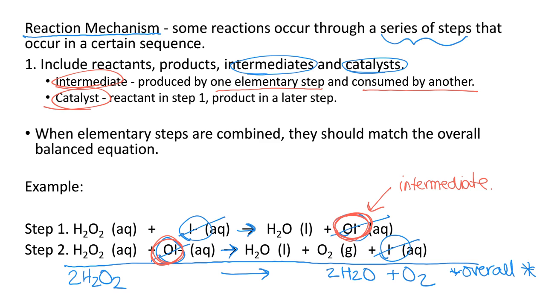It's an intermediate product. And then my catalyst is going to be a reactant in step one and a product in a later step. So reactant in step one, product in a later step. This is going to be my catalyst. So catalysts are always present at the beginning of the reaction and also at the end of the reaction. So you have to be able to look at those series of steps and identify what are the intermediates, what are the catalysts, and what is the overall reaction.